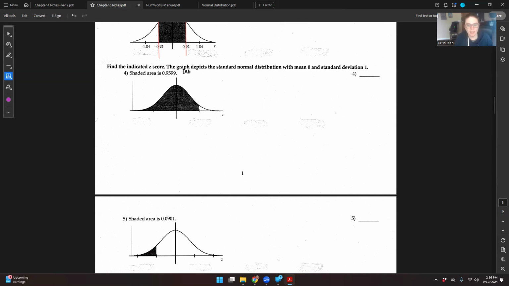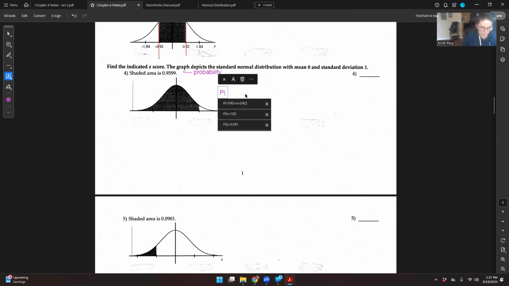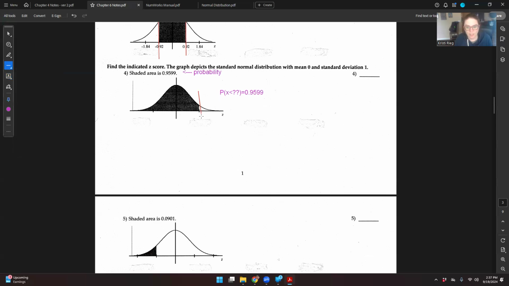It's telling us right here, oh, that's not an arrow. This is the probability. This is like the reverse of what we just did. So the question is saying the probability that X is less than what equals 0.9599, and we need to find out that what. I know it's less than because, when I have my cutoff here, I don't know where it cuts off. That's what I'm going to calculate. But I see that everything is shaded to the left, and left is less than.